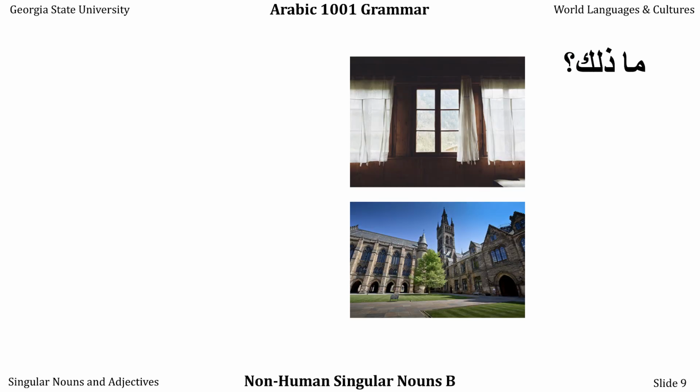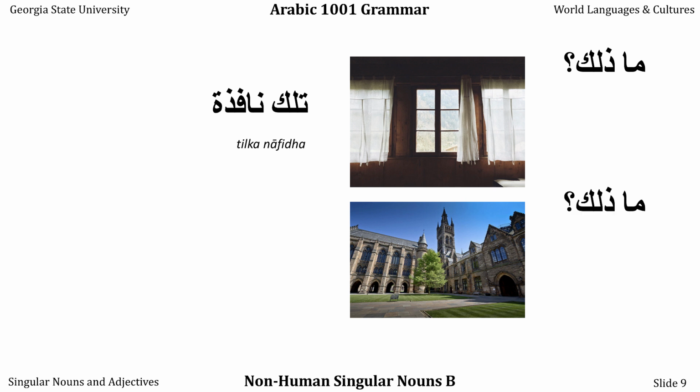Let's take a look at two new words. We're going to ask "ma dhalik?", what's that? And our friend is going to say, "tilka nafidha." A nafidha is a window. It ends in ta marbuta, so we know it's mu'annath or feminine rather than mudhakkar or masculine. So our friend is not going to say dhalik, but rather tilka. Tilka nafidha. That is a window.